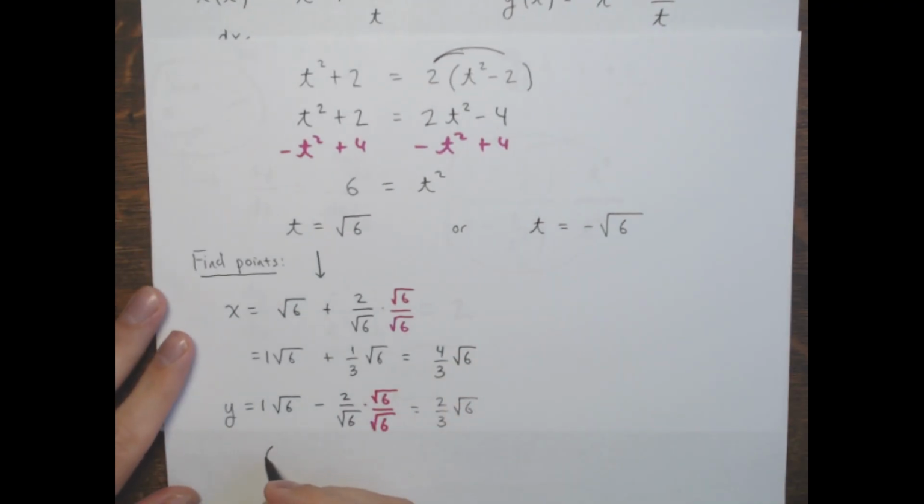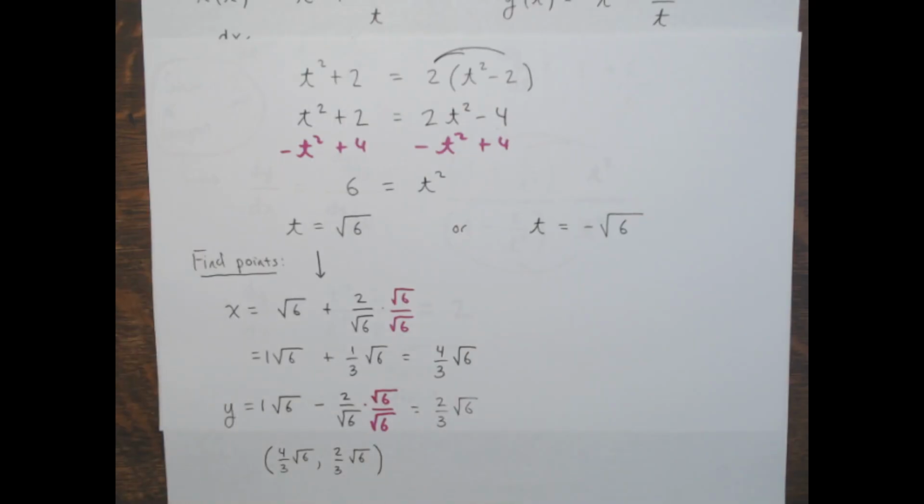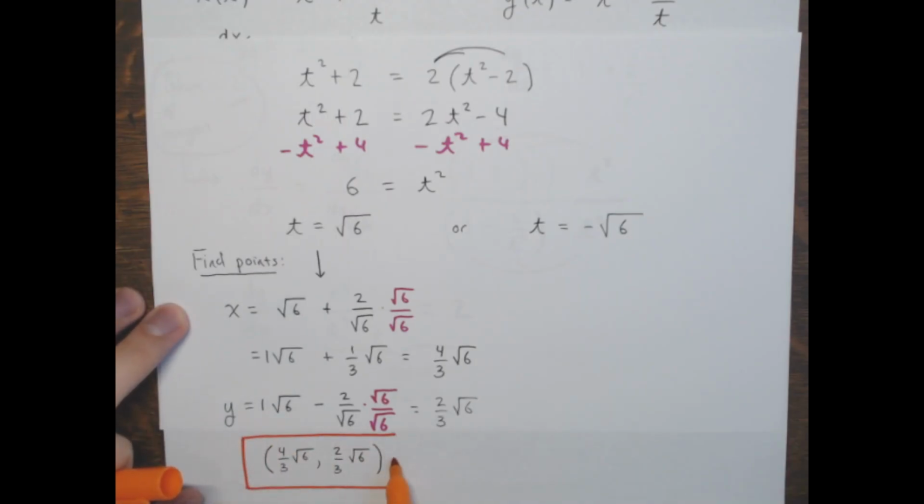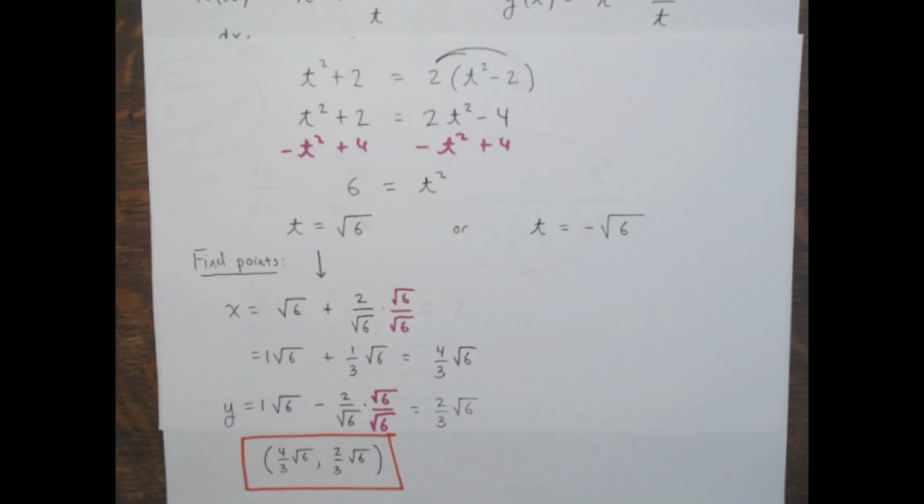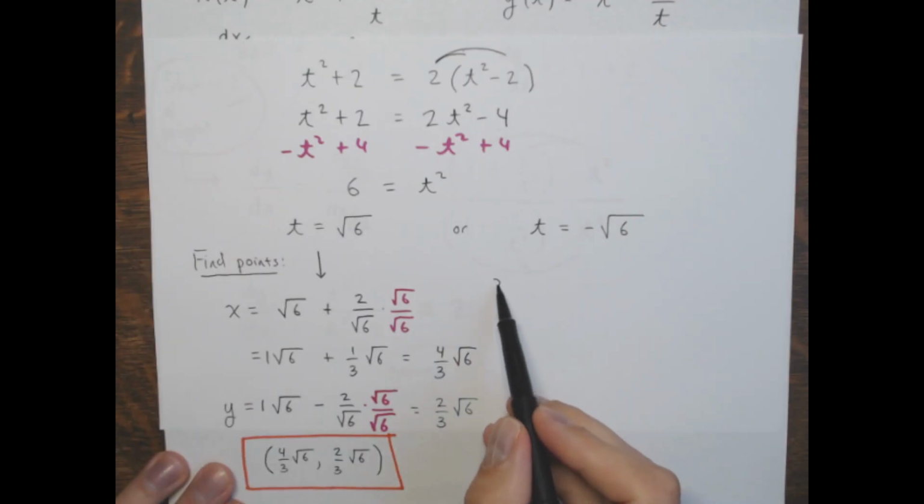So there's 1 point. 4/3 times the square root of 6 for the x coordinate, 2/3 times the square root of 6 for the y coordinate, and I'll box this in. This is one part of the answer. All right, that's one answer. 1 point on our curve, which we'll see. I'm going to go to Desmos, and we'll show that this is actually a point on the curve where we have a tangent line with a slope of 2. And this is one of them.